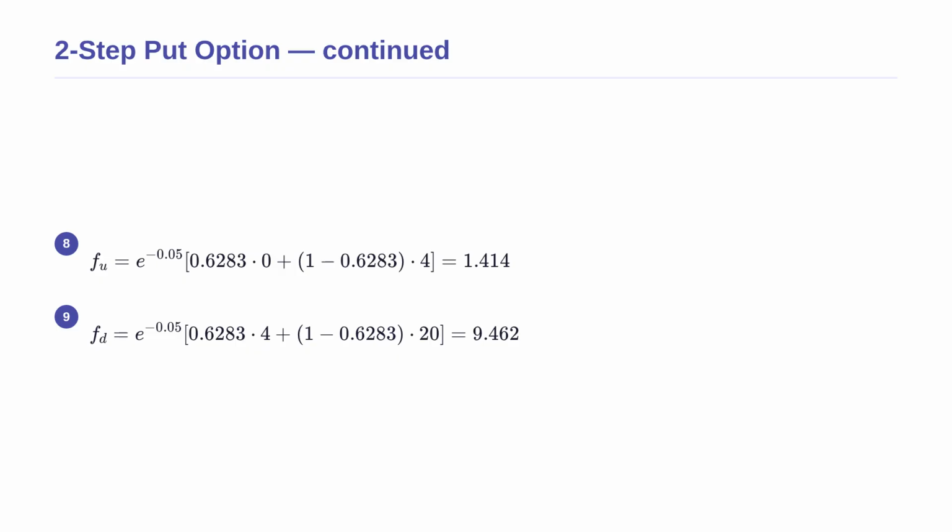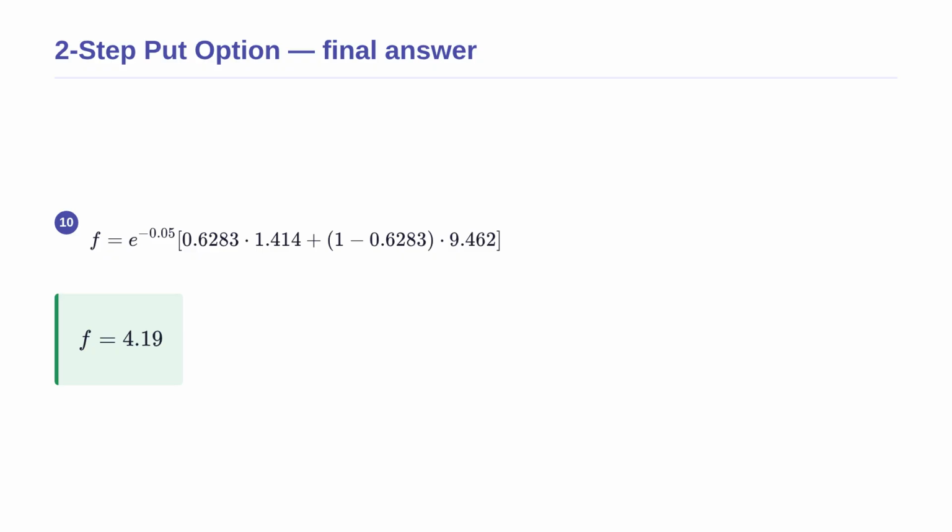With the final payouts and probability in hand, we work backward from the end of the tree to the beginning. We calculate the intermediate option values at year 1. For the upper node, we weight the year 2 payouts of 0 and 4 by our probabilities and discount back 1 year to get 1.414. For the lower node, we weight the payouts of 4 and 20, discounting back to get 9.462. Notice how much higher this is because a put option gains value when the stock drops.